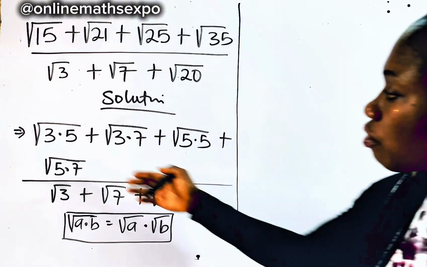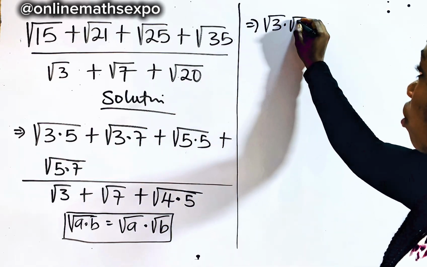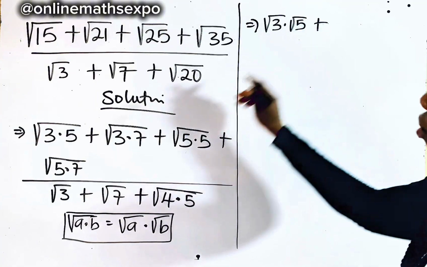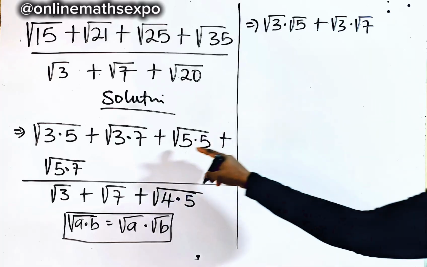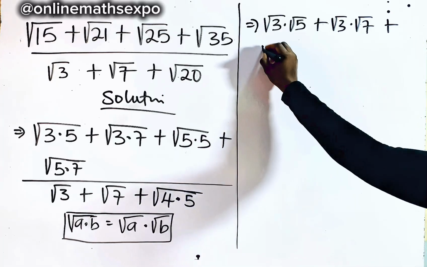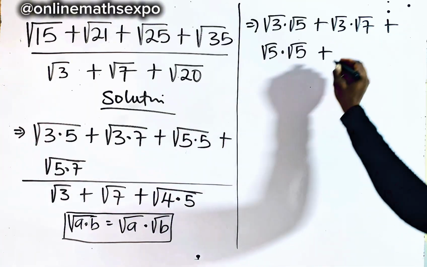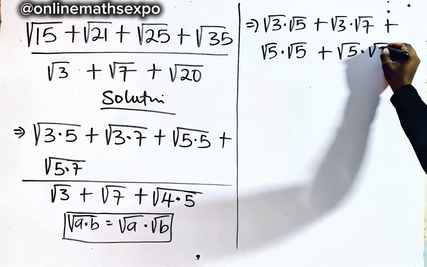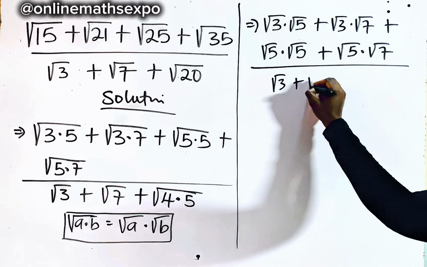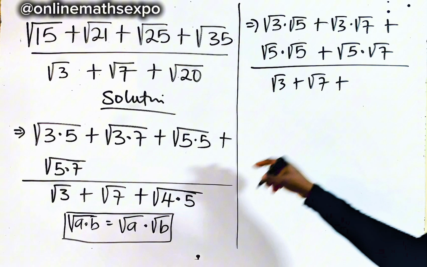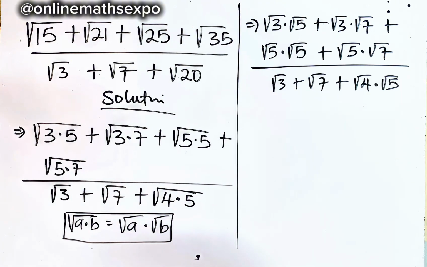So if you do that, for this, we are going to now have root 3 multiplied by root 5 plus root 3 multiply root 7. Then for this we have root 5 multiplies root 5 plus root 5 multiplies root 7, and all are divided by root 3 plus root 7. We can split this to have root 4 multiplies root 5.